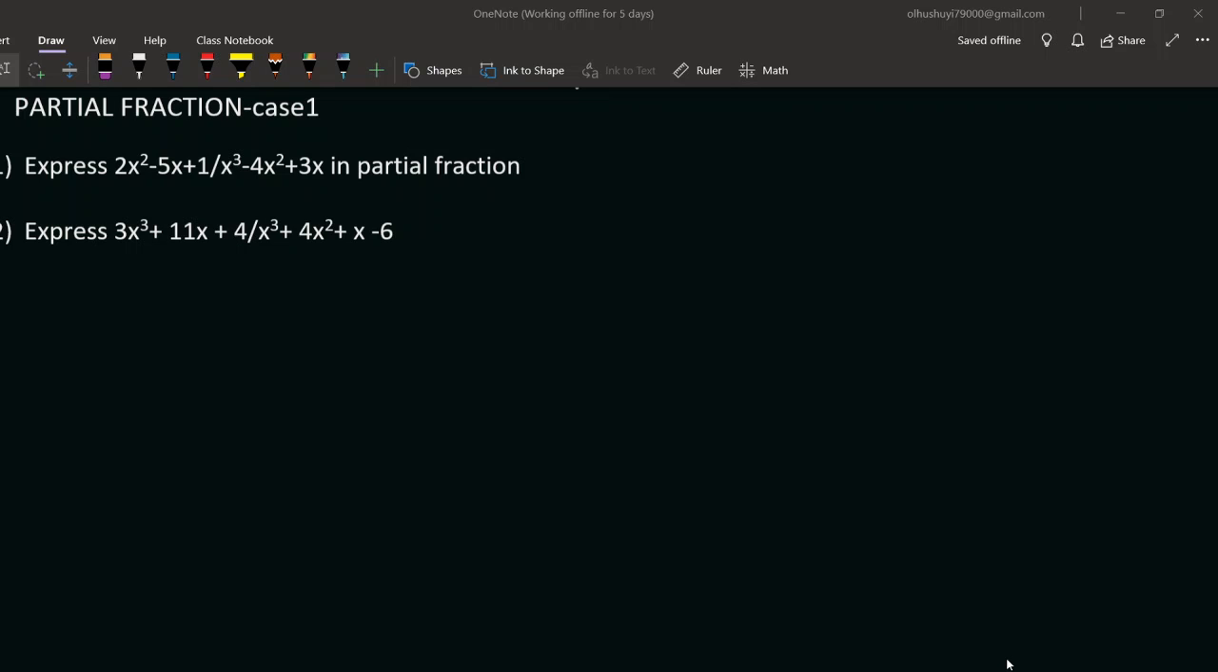Thank you. Today we'll talk about partial fractions, but we consider case 1. We started with partial fractions in the previous video, but now I want to take it in cases. So now we have a case where the denominator can be factorized. If the denominator can be factorized, we can go about it differently.